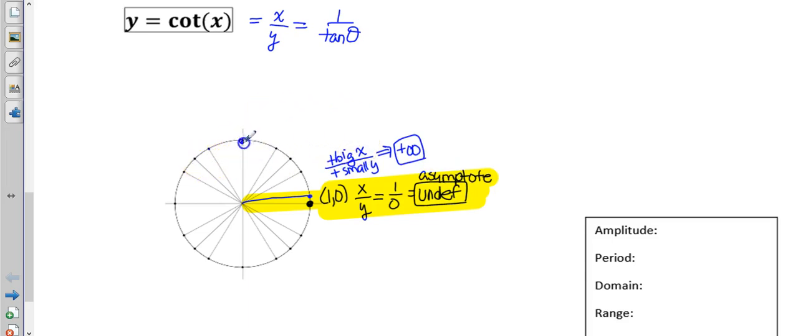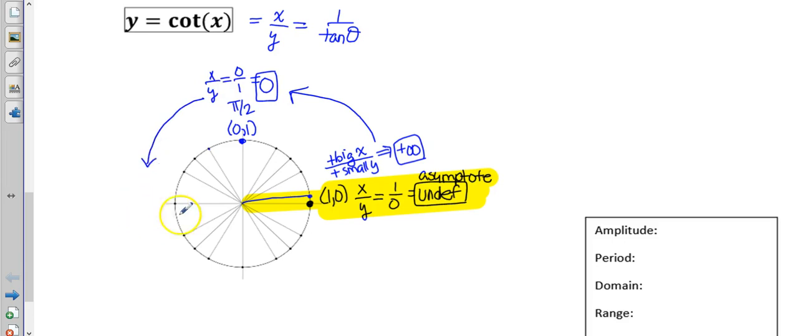Continuing our journey, let's see what happens at our next key point at 0, 1, which is at pi over 2. So here, x divided by y is 0 divided by 1, which is 0. So we're here at an asymptote where, as we are approaching it, the values are infinitely approaching positive infinity, headed towards 0. As we leave 0, these will all be negative slopes.